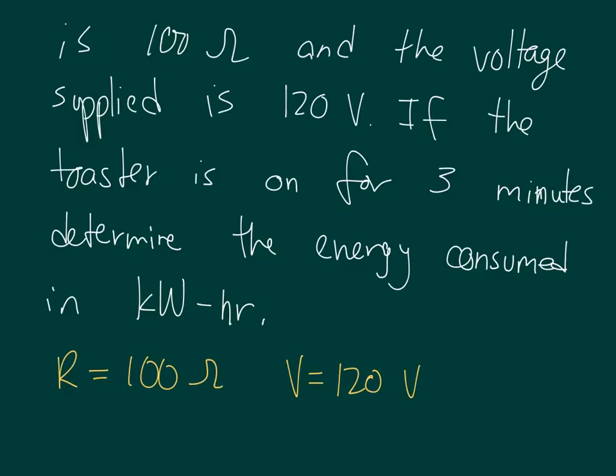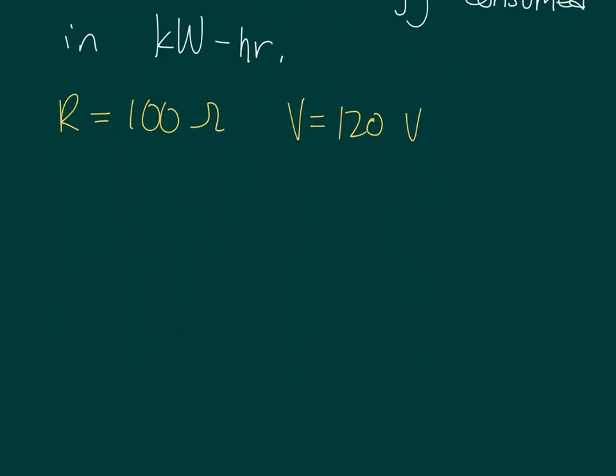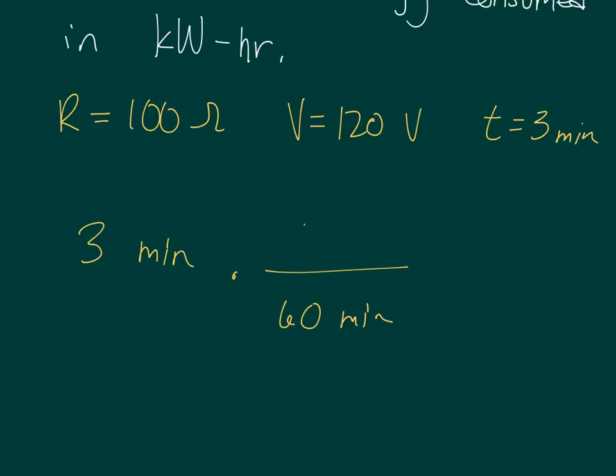Remember, the units are the same as the variable there. And then finally, the time it's on for is 3 minutes, which is 0.05 hours. How did you get that? 3 minutes, obviously, divided by 60 minutes per 1 hour, which is 0.05 hours.